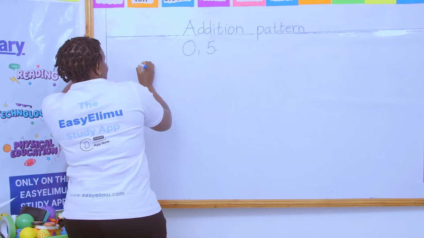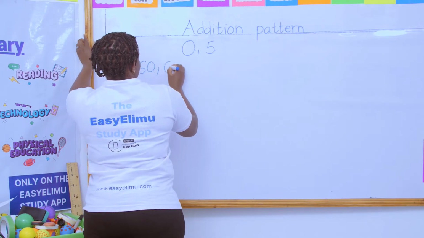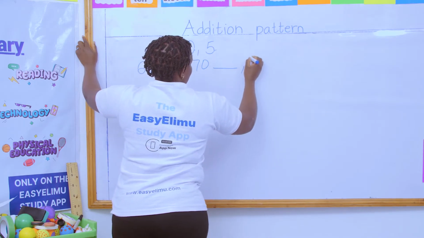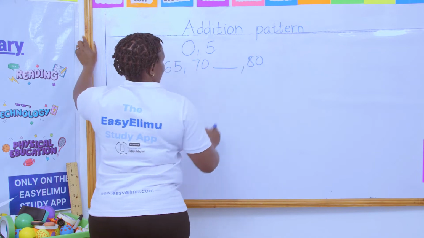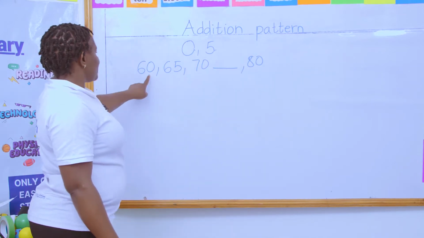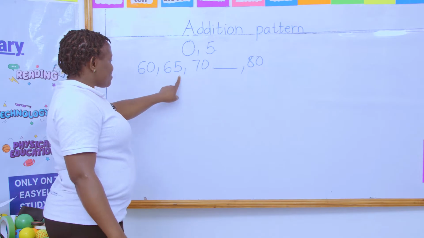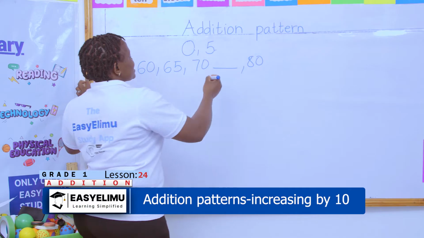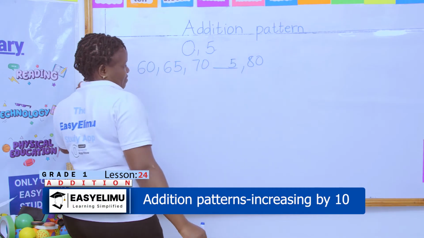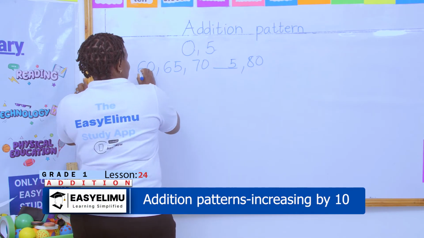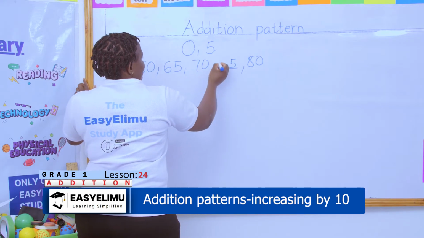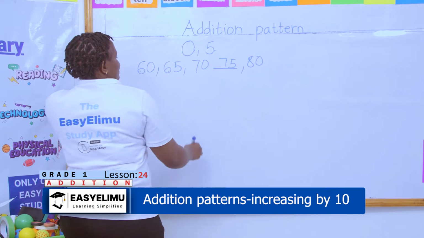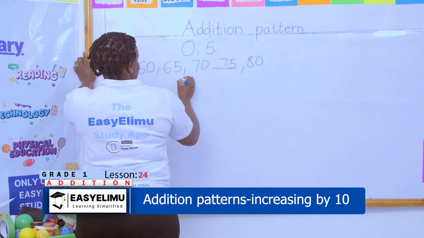For example, I've been given the numbers 60, 65, 70, and I'm told to complete the pattern here. How do I complete the pattern? If this number has a 0, this one has a 5, this one has a 0, and this one has a 5, what does it tell me? It tells me that the next number here must have a 5. And so, if this is 60, 65, this is 70, 75.